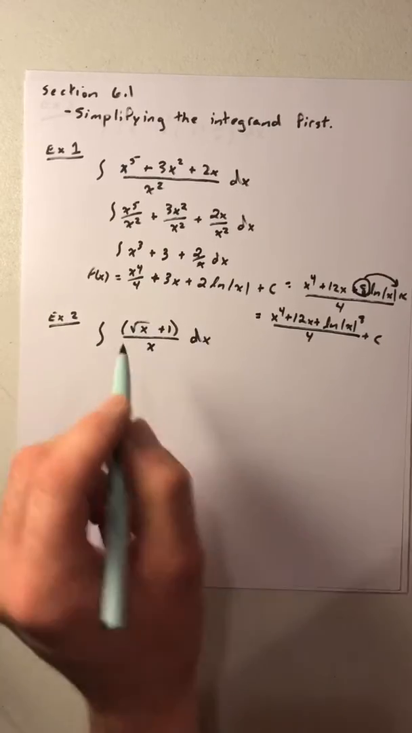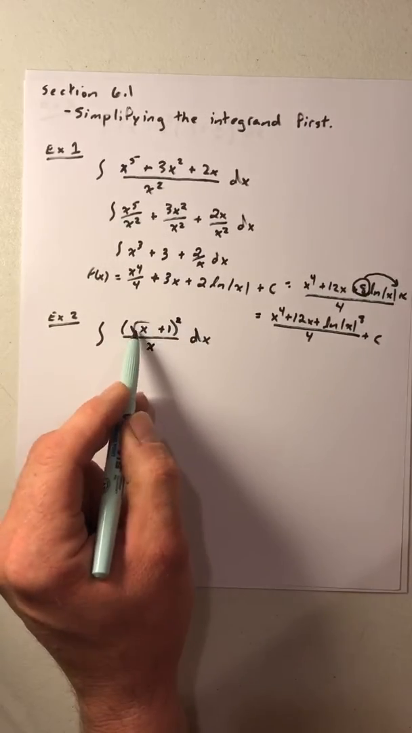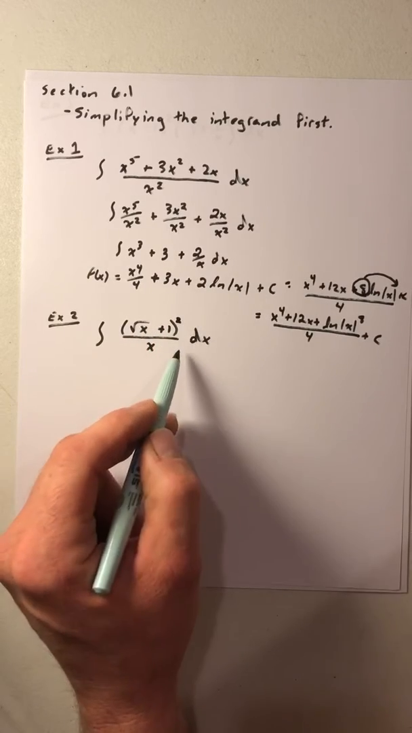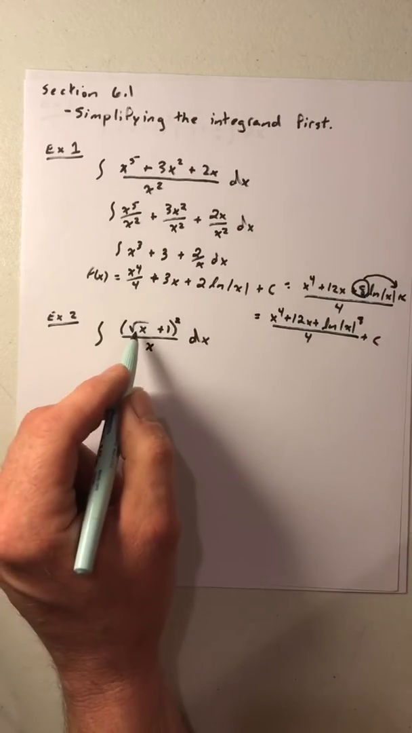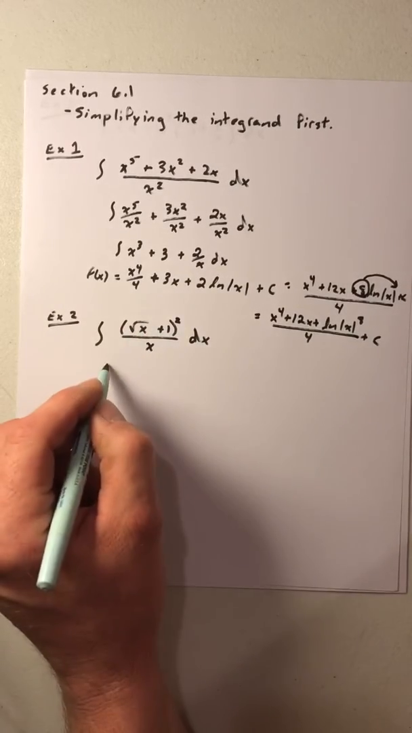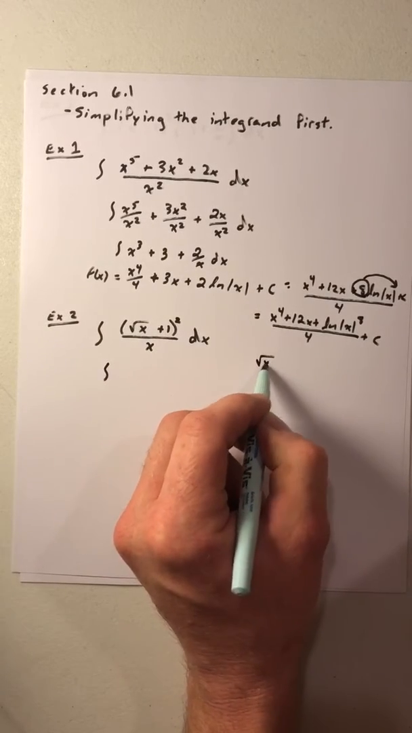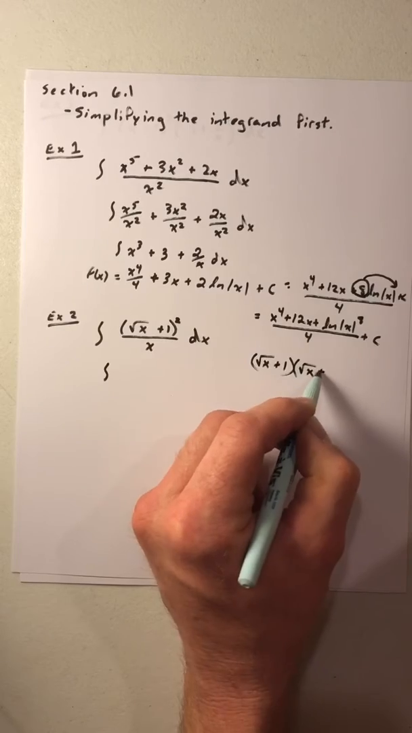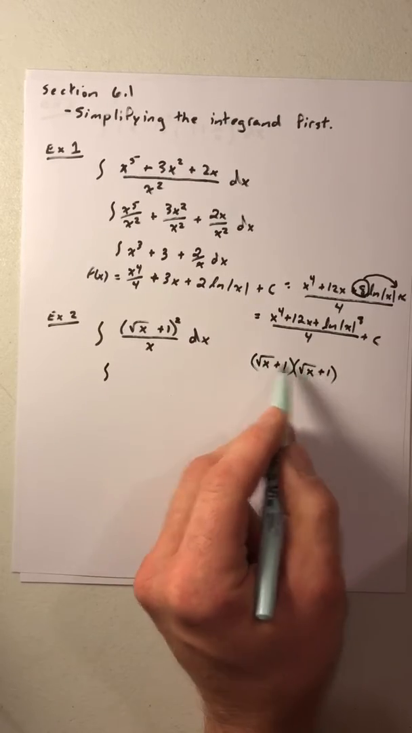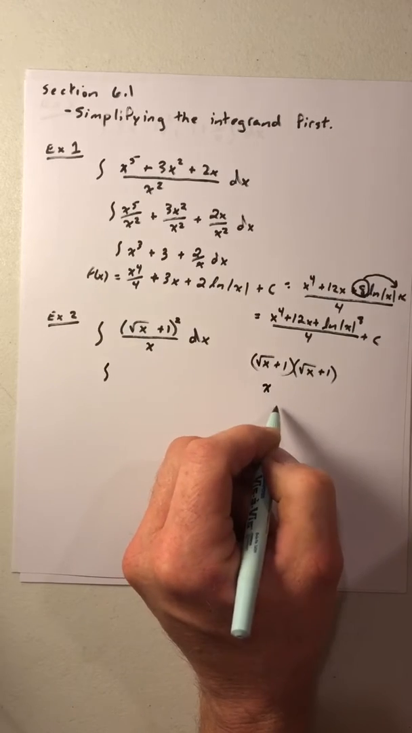In example 2, I'm going to take the square root of x plus 1, squared, all over x, dx and find the integration of that. Again, we're going to simplify that numerator. If I take the square root of x plus 1 squared off to the side, remember we have 2 of them, and I'm going to go ahead and distribute that square root of x. So square root of x times square root of x gives us x.